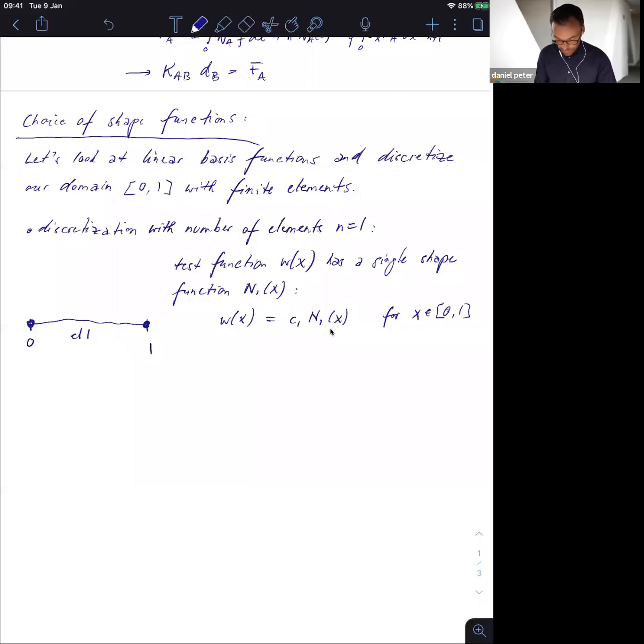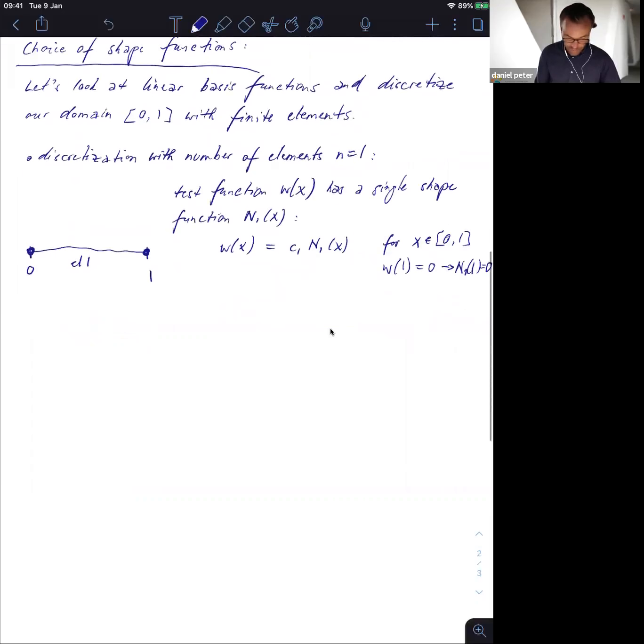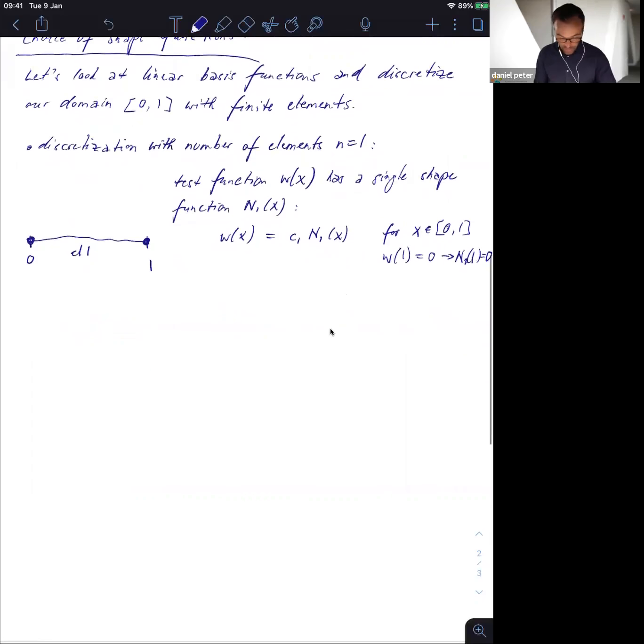And we want W of 1 to be 0 in our example, which means that N1 of x has to be 0 at position 1. Let me just write position 1 instead of x. So N1 of 1 is 0. That's our test function.